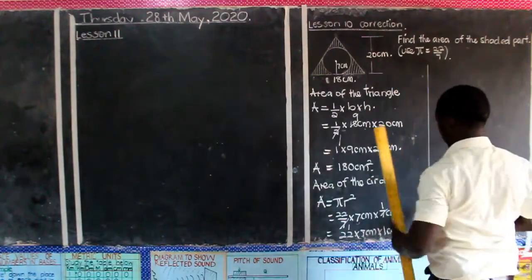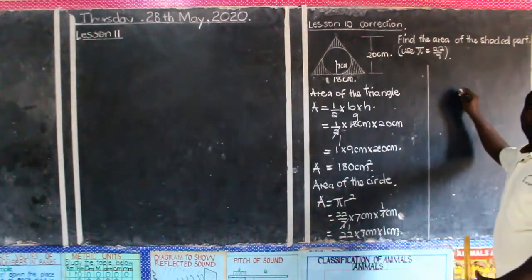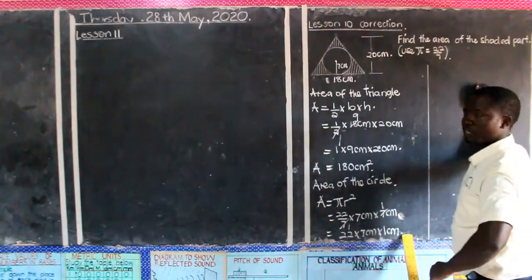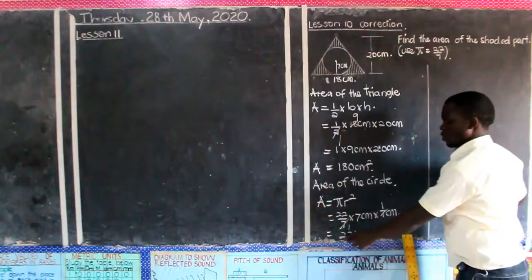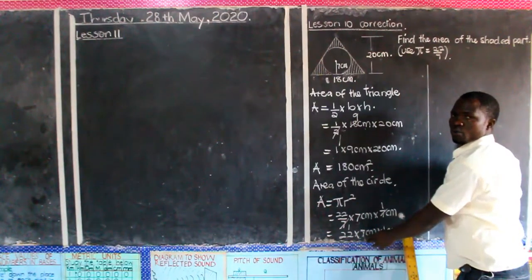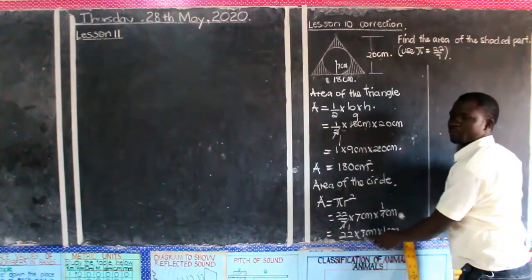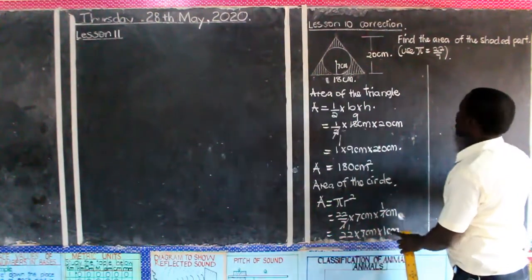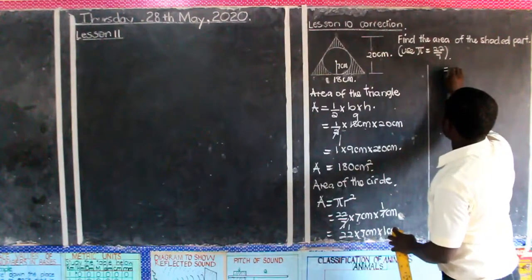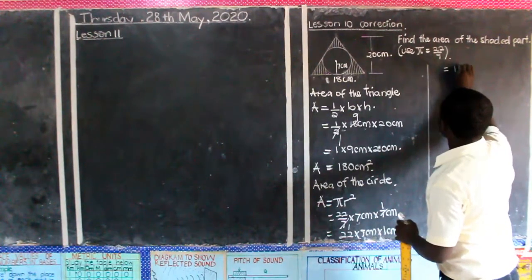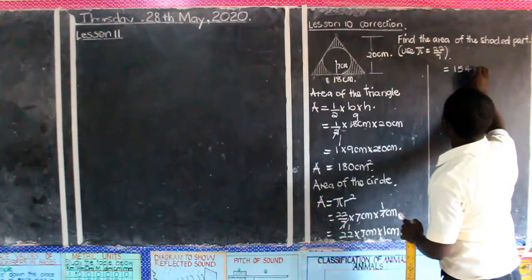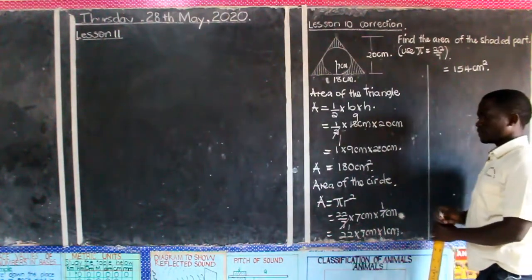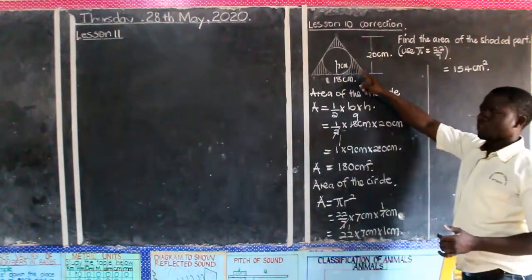Let's come to this. We have 22 times 7 centimeters, we shall have 154 centimeters times 1 centimeter, that is 154 square centimeters. So the area of the circle is 154 square centimeters.